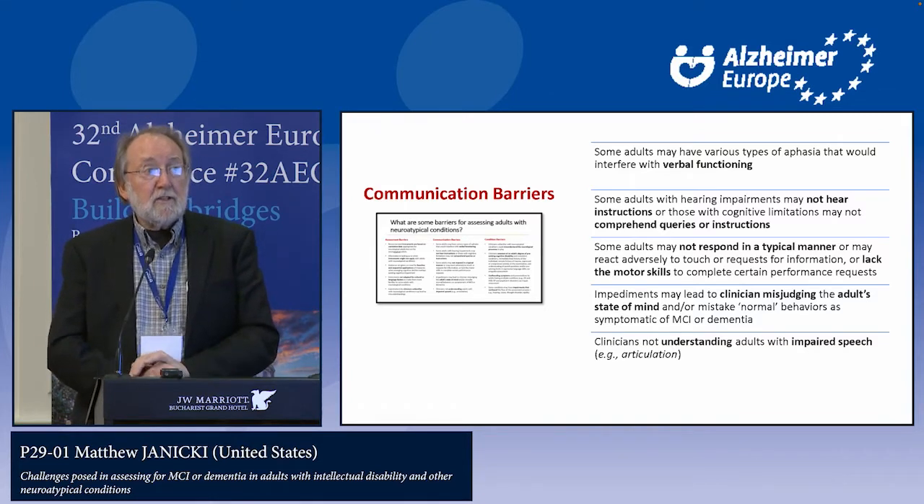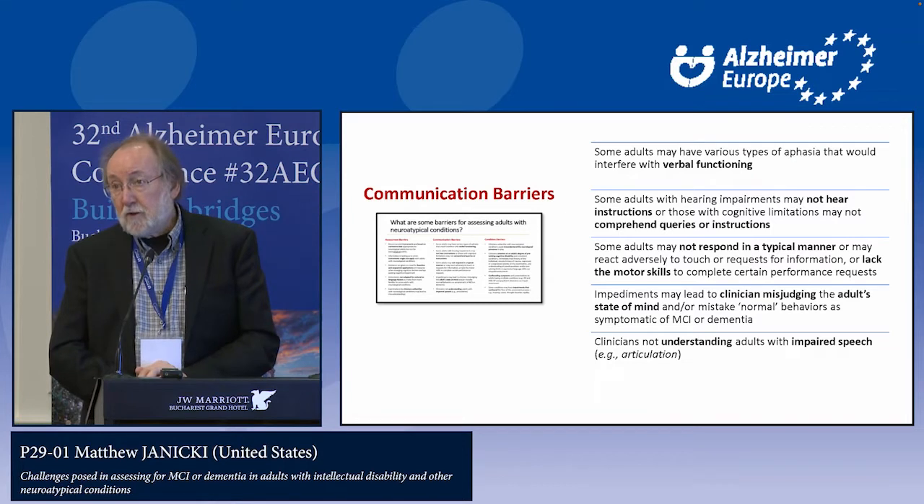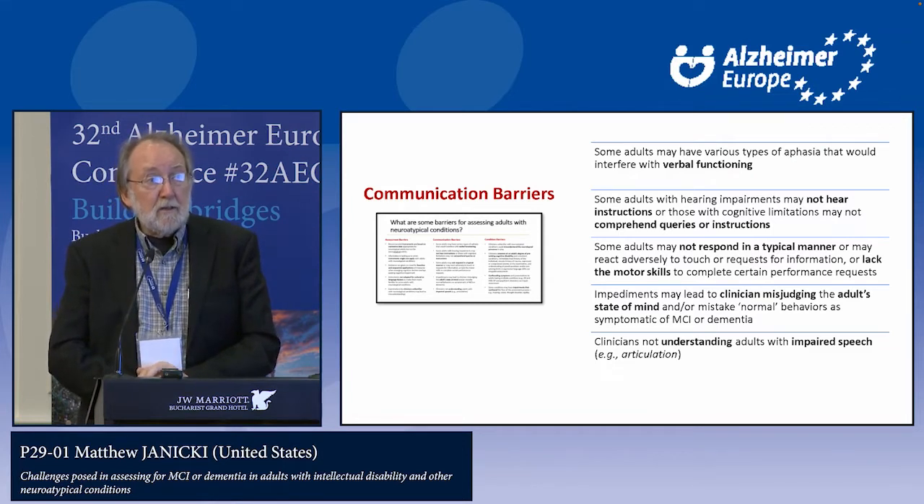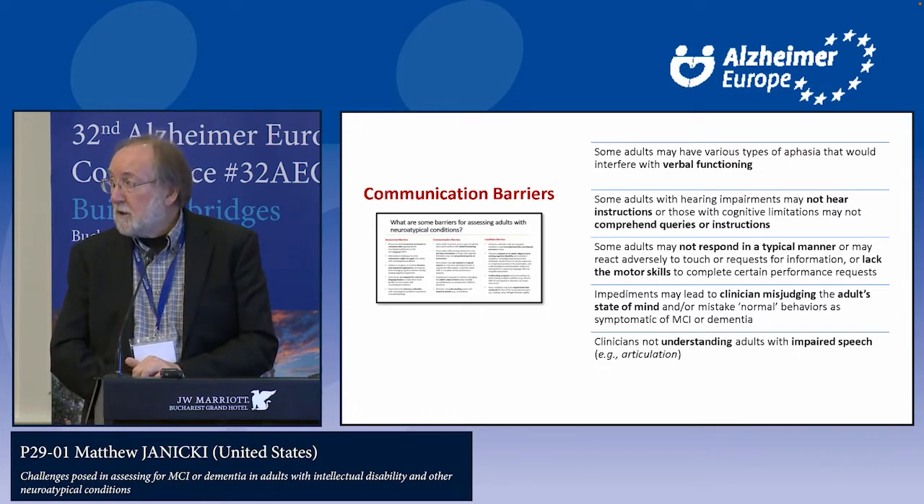Some adults may have various types of aphasia that would interfere with verbal functioning. Some adults with hearing impairments may not hear instructions, and those with cognitive limitations may not comprehend queries or instructions. Some adults may not respond in a typical manner or may react adversely to touch or requests for information, or lack the motor skills to complete certain performance tasks on the instruments that are used.